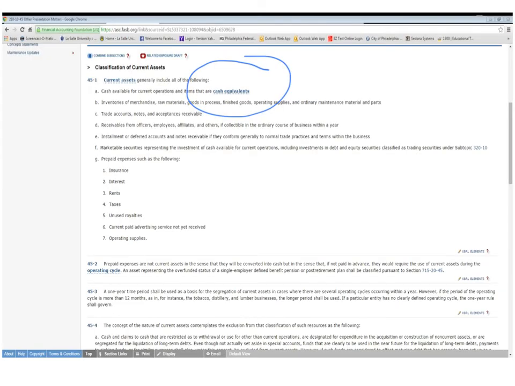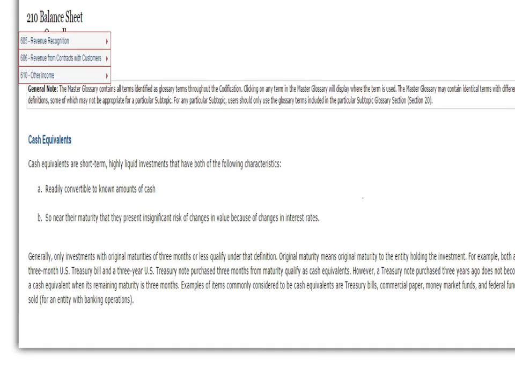So when I go back to classification of current assets, I see cash available for current operations and items that are cash equivalents. And that's what this note would seem to represent, since it's going to mature in just the next couple of months. And then the other items that are typically treated as current assets, none of which really seem to apply to this particular note. So click again on cash equivalents, which will take me back to the glossary. And here I find my answer. It says cash equivalents, short-term, highly liquid investments.